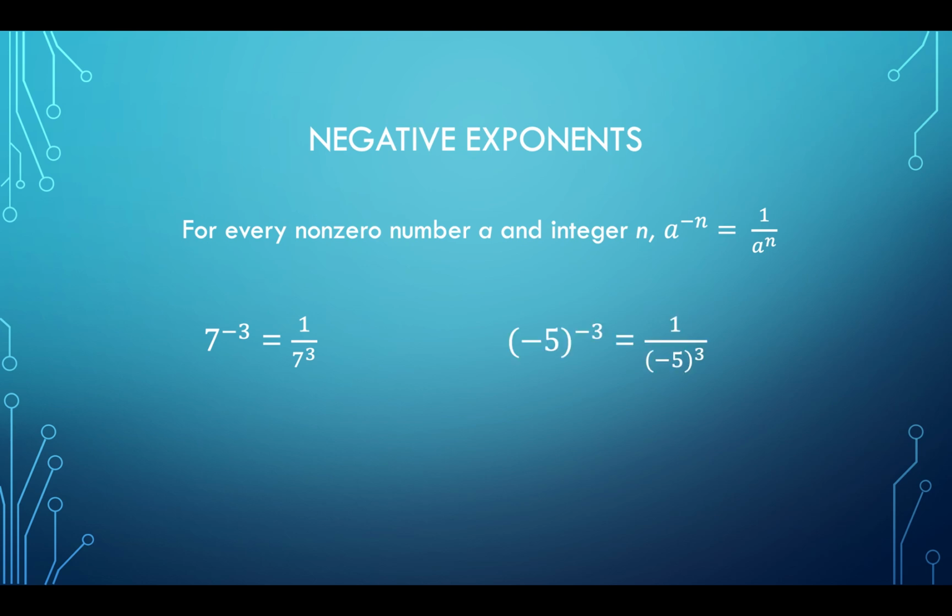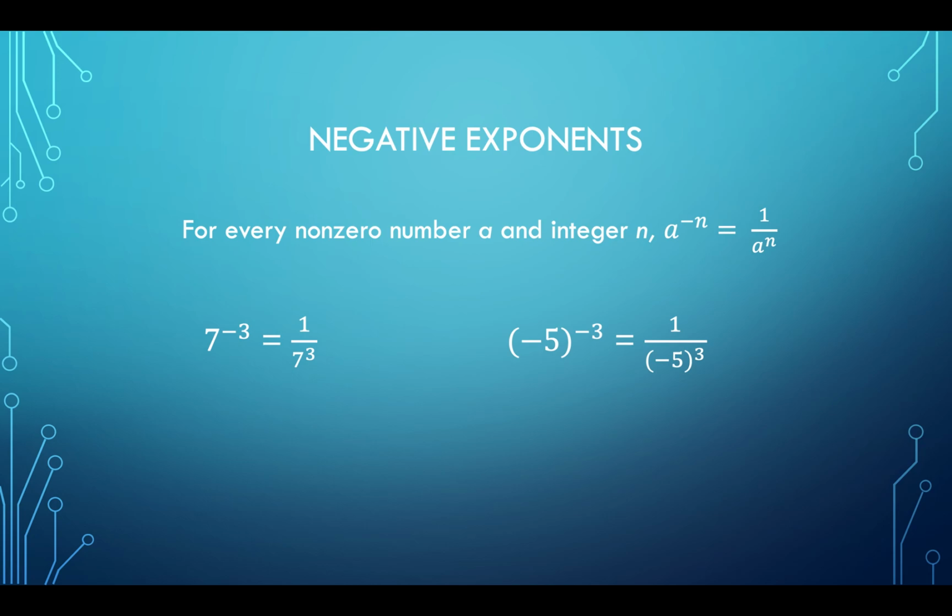If I give you negative 5 to the negative third, we don't like this negative exponent, so what we've got to do is make it positive. And how do we do that? We put it down into the denominator. So you're left with 1 over negative 5 to the third power. And then if we wanted to simplify that, you would do negative 5 times negative 5, which gives you positive 25, times another negative 5 gives you negative 125.